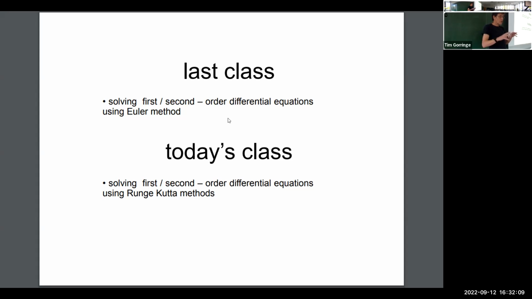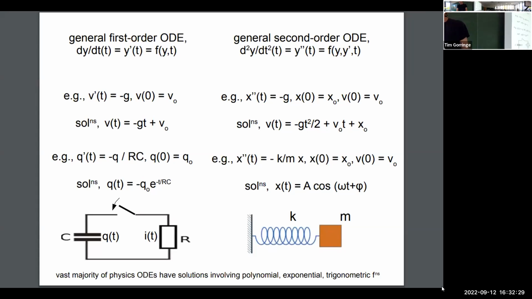Actually, the Euler method is the first order Runge-Kutta method, and the Runge-Kutta methods are really a big family of methods. We'll see that. So, as I mentioned, we looked at both first order, on the left-hand side of this slide, and second order differential equations in the last class.